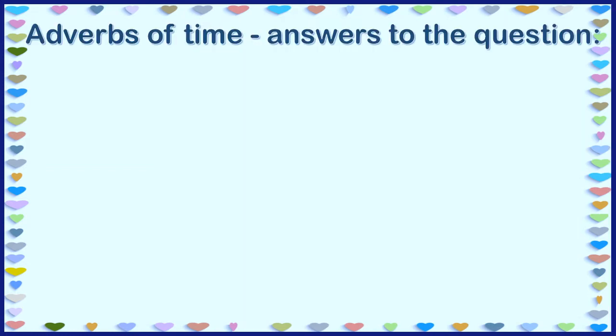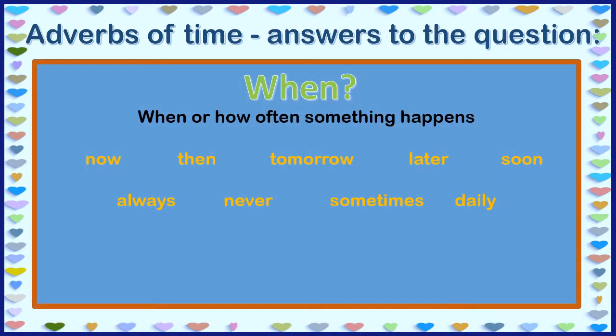So the first one we are talking about is adverbs of time. It answers the question when. When or how often something happens. So look at these words: now, then, tomorrow, later, soon, always, never, sometimes, daily.